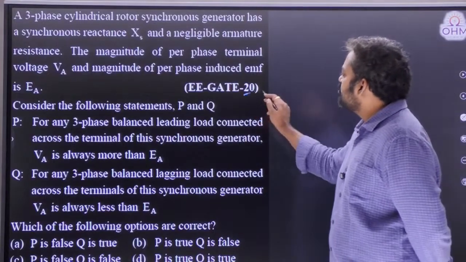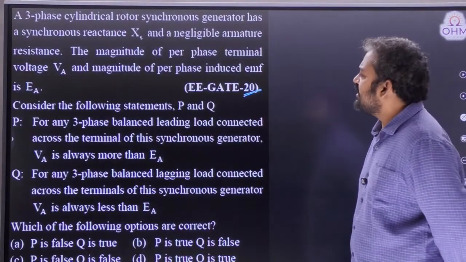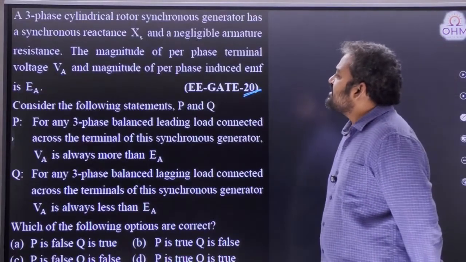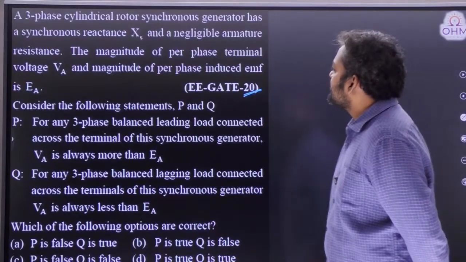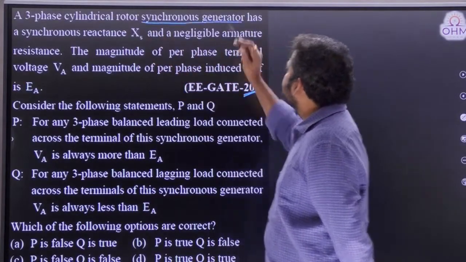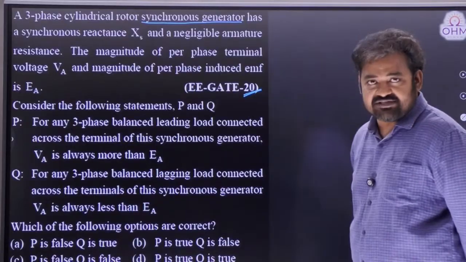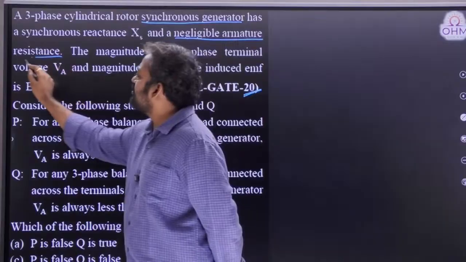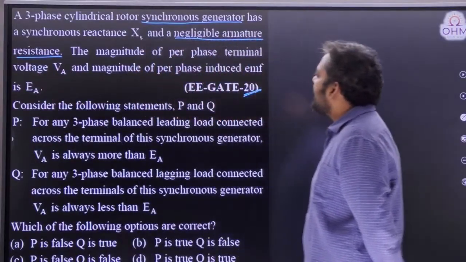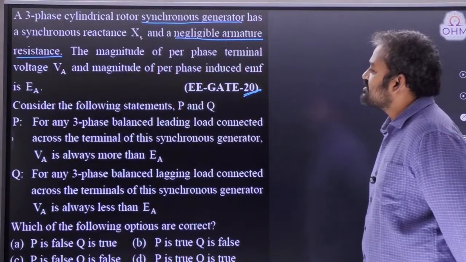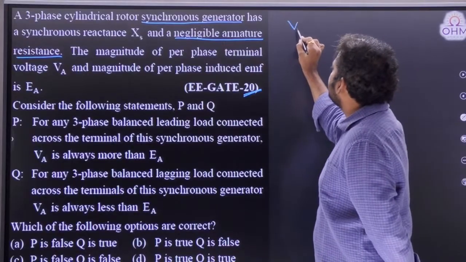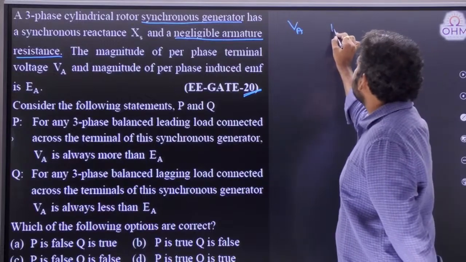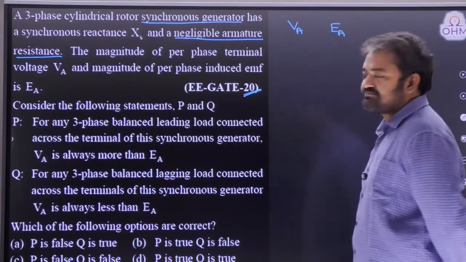Next, we have a 2 marks question in GATE 2020, and it is also an easy question but given for 2 marks. A 3-phase cylindrical rotor synchronous generator. The question is from synchronous generator this time, and it has a synchronous reactance XS. Negligible armature resistance, RA is neglected, so the formulas become easy. The magnitude of per phase terminal voltage was written as VA, and the magnitude of per phase induced EMF was written as EA.